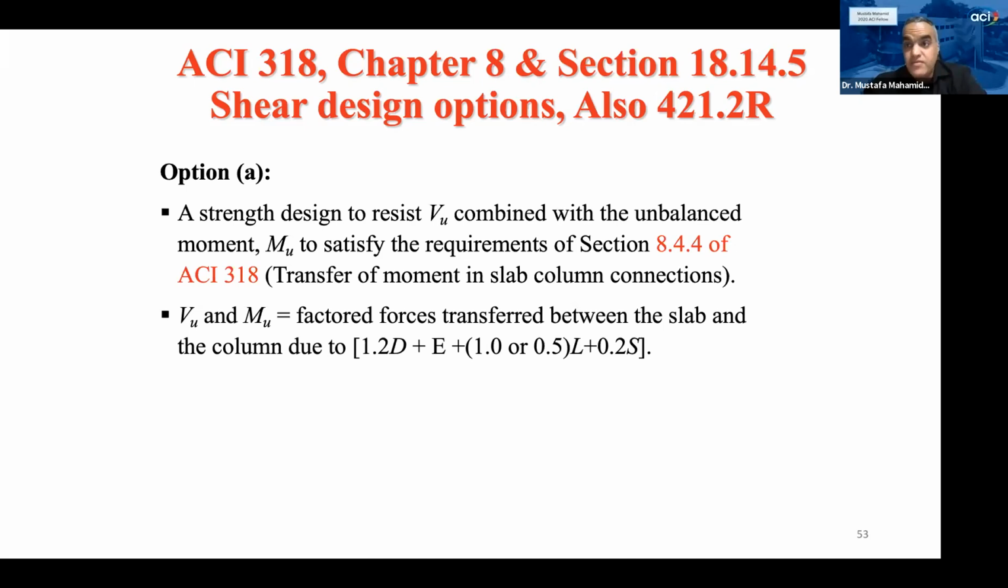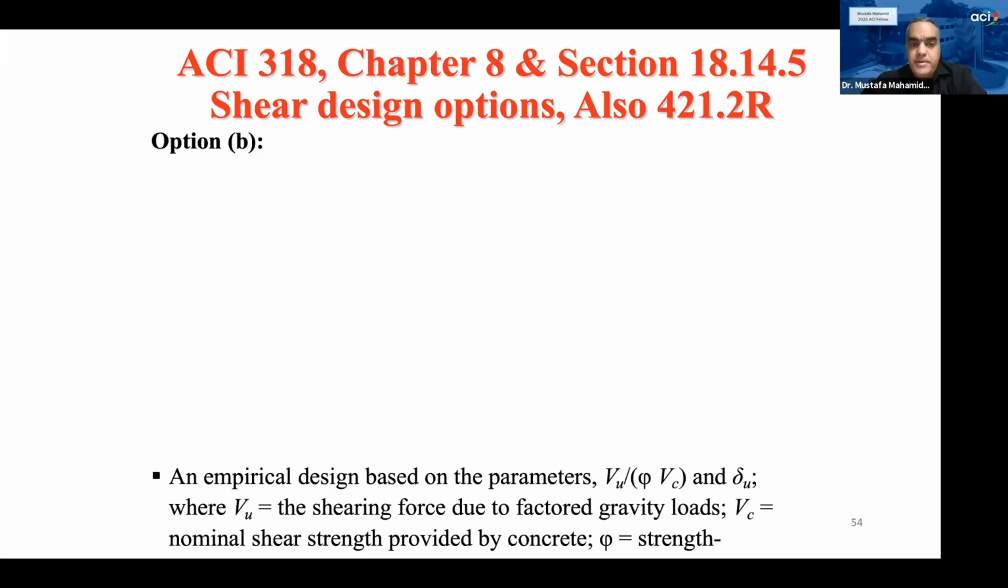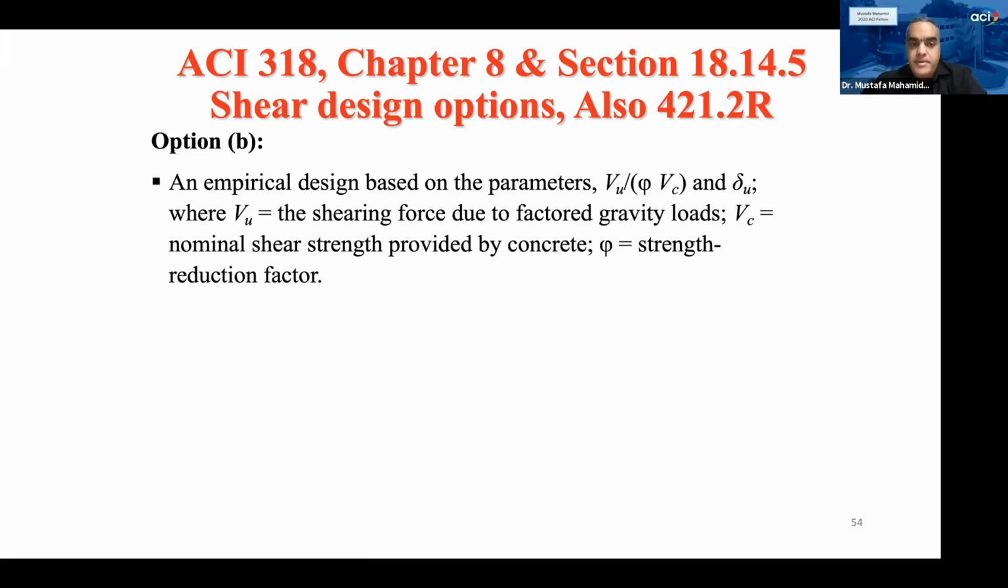The design according to option A satisfies ACI 318 for all flat plate connections, whether designed or not designed as part of the lateral force resisting system. Option B is an empirical design based on parameters like the figures that we looked at, and the drift, the ultimate drift.